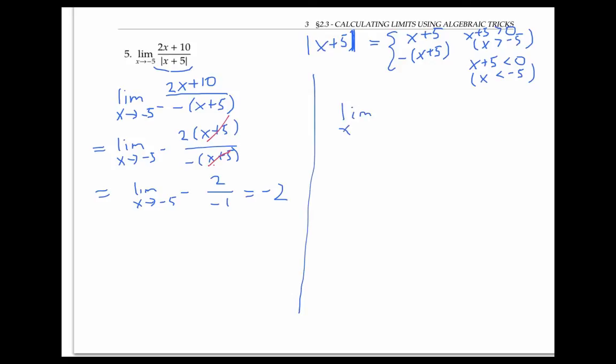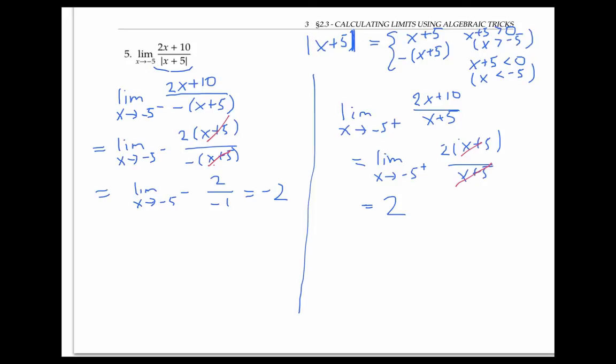If we do the same exercise on the right side, when we're on the right, then x is greater than negative 5, so we're in this situation here, when we can just replace the absolute value with the stuff inside. And again, factoring the numerator and canceling the x plus 5, we just get a limit of 2. So we have a left limit and a right limit that are different. And so in this example, the limit does not exist.